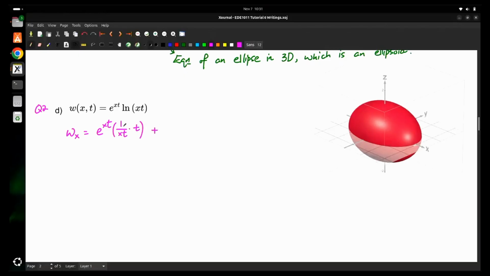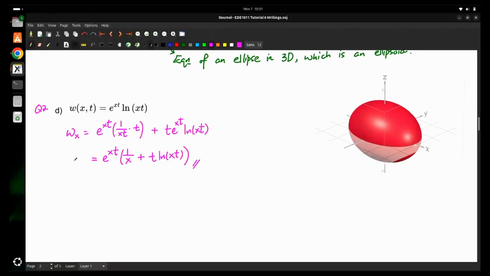Then plus, so now I hold the ln, then I differentiate e to the xt. But differentiating e to the xt, this t is a constant, so I chain rule it down. Then this will be ln xt put back. Is that right? So just using product rule. Of course you can simplify, and that looks like e to the xt, then there's a 1 over x here, right? So you get 1 over x plus t ln xt. So this will be w sub x.